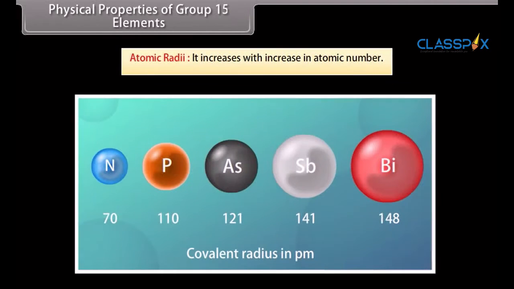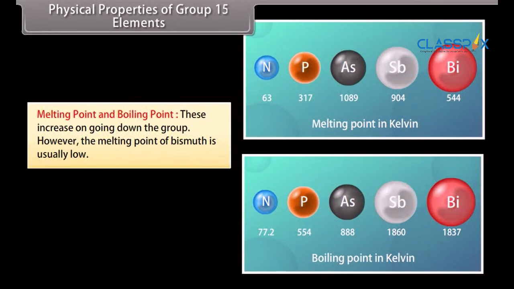Physical properties of group 15 elements. Atomic radii increases with increase in atomic number. Melting point and boiling point increase on going down the group. However, the melting point of bismuth is unusually low. This may be due to the greater tendency of bismuth to form 3 rather than 5 covalent bonds. Thus, there are weak forces of attraction between their atoms in the solid state, responsible for its low melting point.